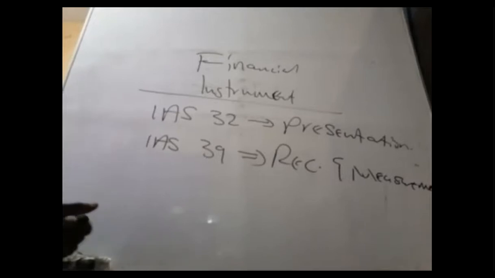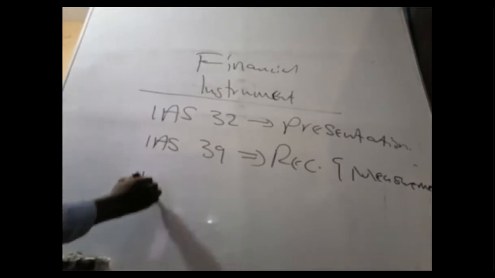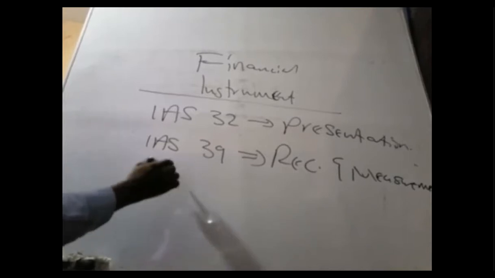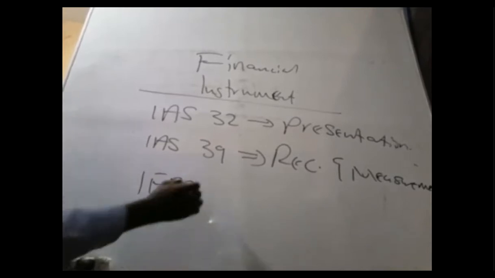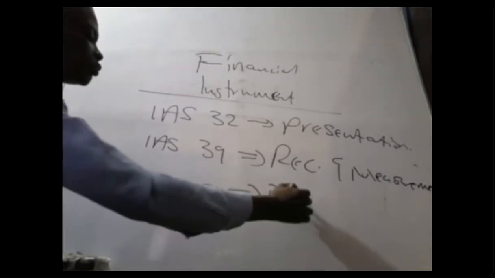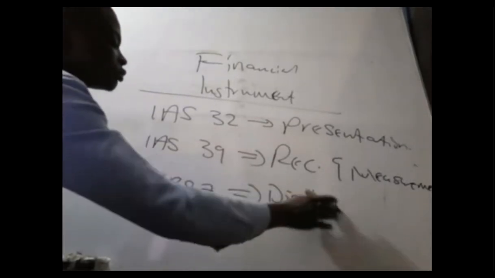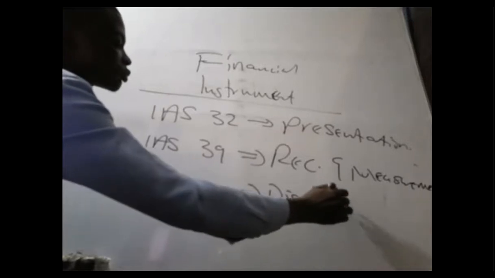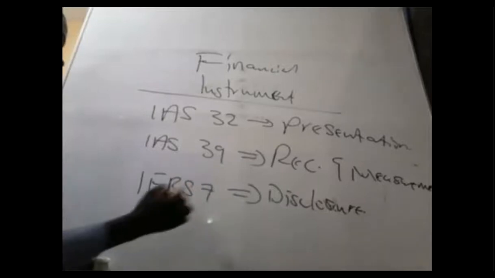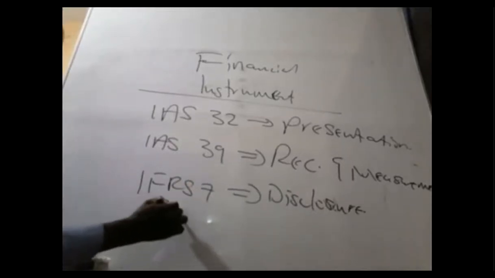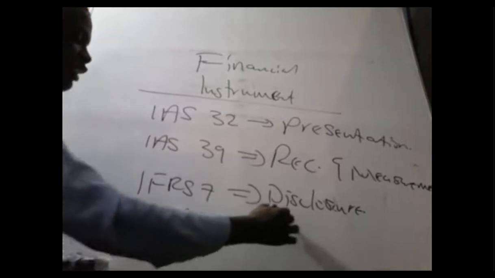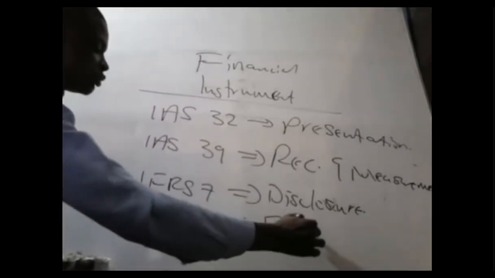Again, we also have IFRS 7. It talks about disclosure. And we also have IFRS 9. That one talks about financial instruments.